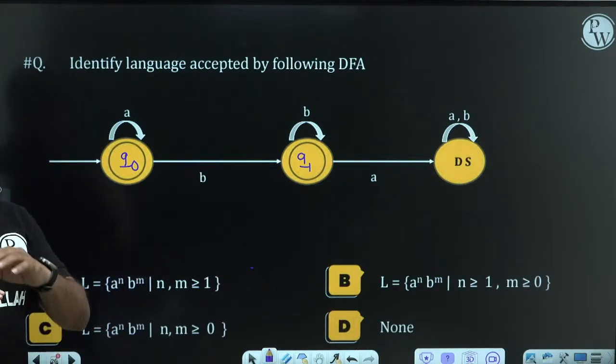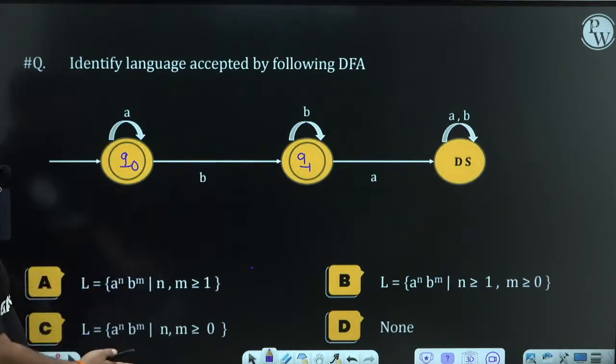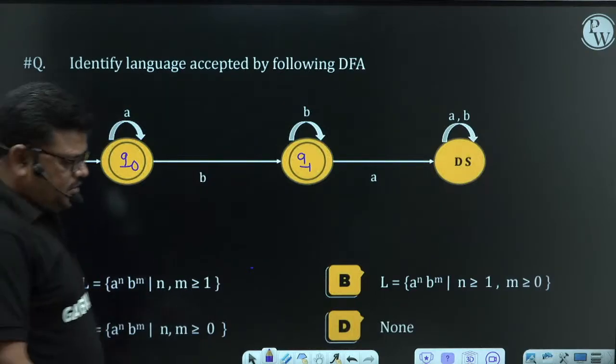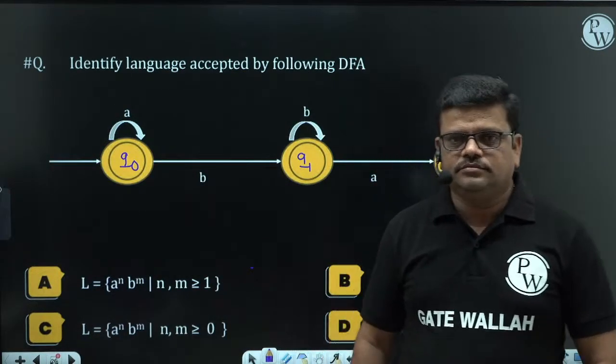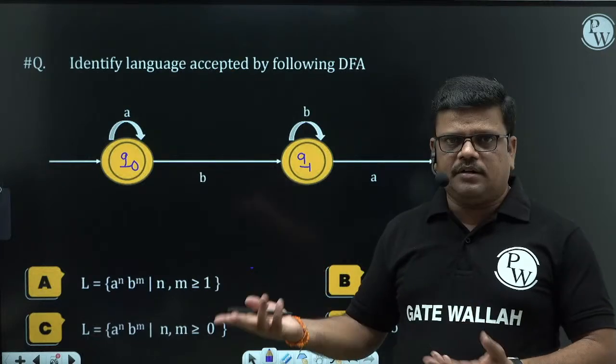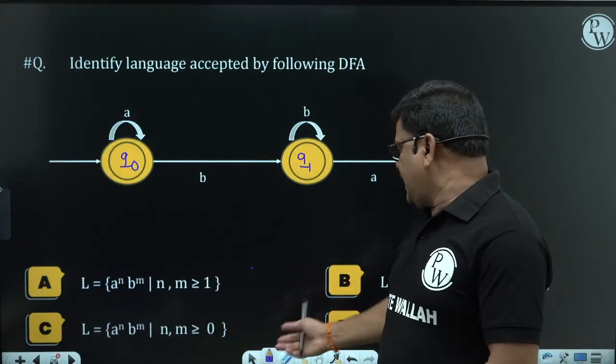If you are able to give a regular expression, tell them in language format, because there is no guarantee he will always give options in regular expressions. Sometimes options can be in regular expressions, sometimes like this in the language format.